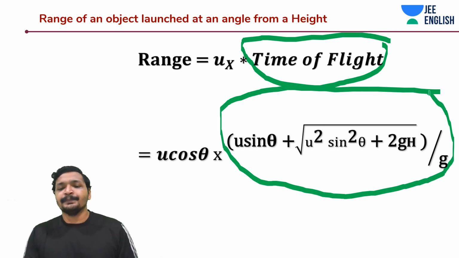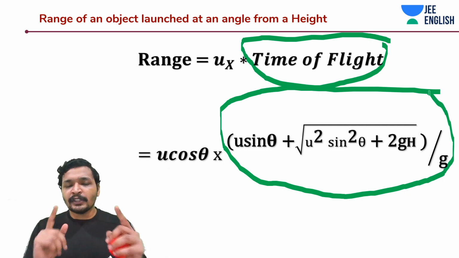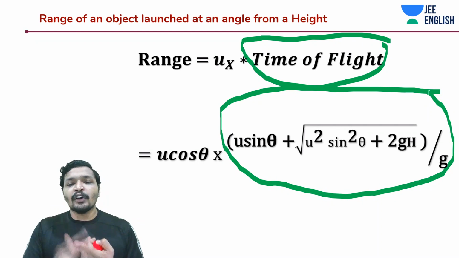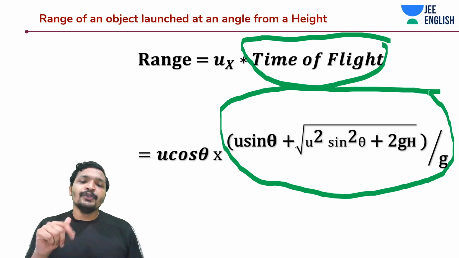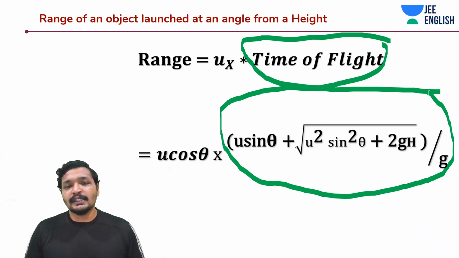Really simple, guys. Now for maximum height, very simple. I hope you understood the range concept. It's ux into the time of flight that we just found out, which is nothing but u cos theta into the entire equation that we found: u sin theta plus under root u square sin square theta plus 2gh, by g.